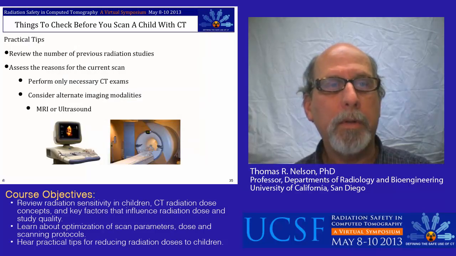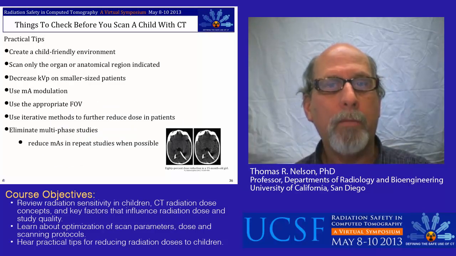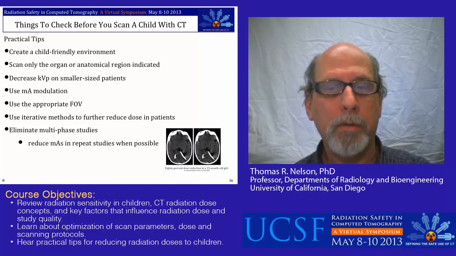Some practical tips to consider: review the number of previous radiation studies that have been performed to ensure that the study requested is essential and that cumulative study doses are not getting excessively high. Assess the reasons for the current CT scan. Perform only necessary CT scans, and importantly, consider alternative imaging modalities such as MRI or ultrasound whenever possible. Remember to create a child-friendly environment for the patient. Scan only the organ or anatomical region indicated. Decrease the kV on smaller-sized patients. Use mA modulation. Use the appropriate field of view. Use iterative methods to further reduce dose in patients. And eliminate multi-phase studies whenever possible.